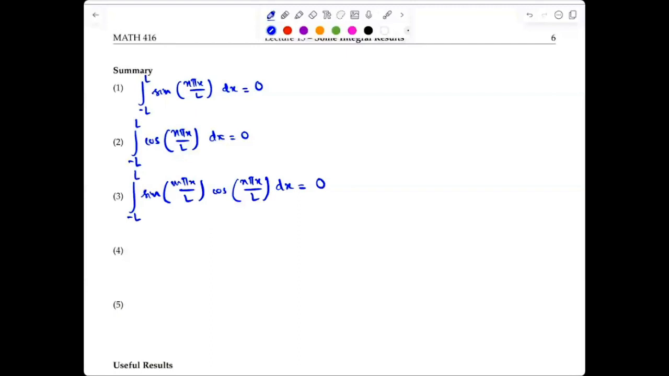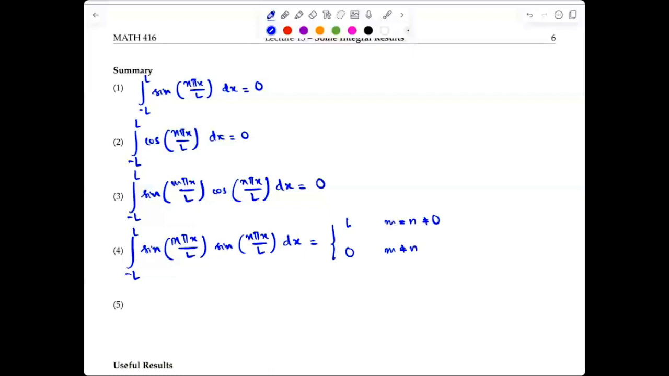Again, the argument is that you integrate an odd function over a symmetrical domain, you should get the integral to be 0. Now, number 4, we just did, that is the integral from negative L to L of sine of m pi x over L times sine of n pi x over L dx. And there are two cases to this evaluation. The first case is equal to L, in this case, n is equal to m, different from 0. And the second case is the integral equal to 0 when m is different from n.